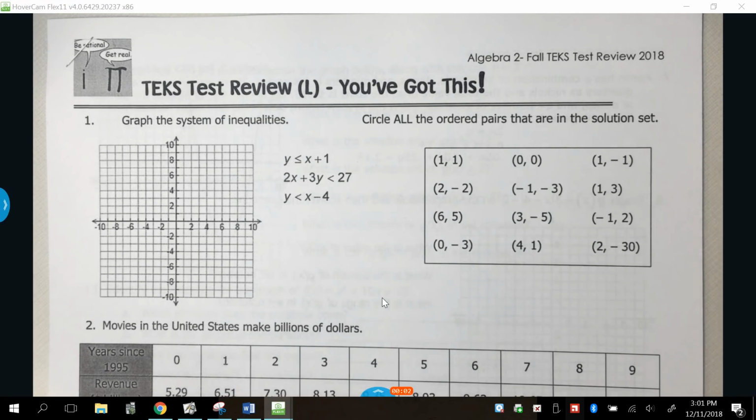All right, y'all. TEKS test on Thursday. What is that? 12/13. Okay, December 13th.